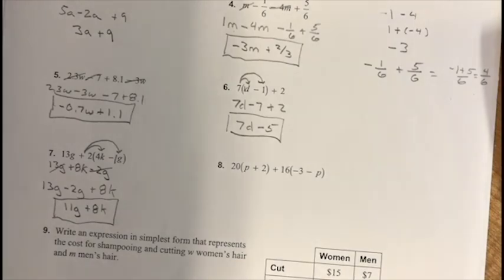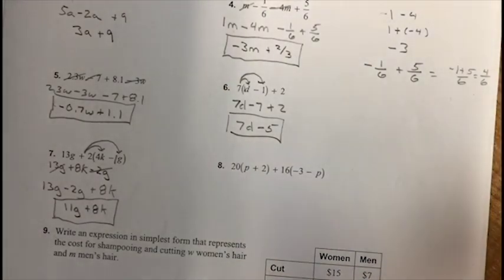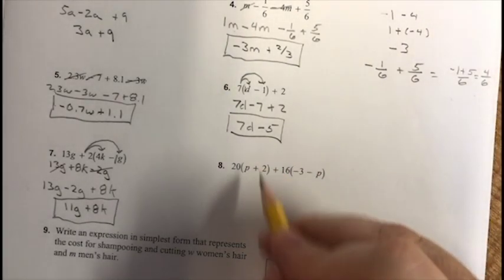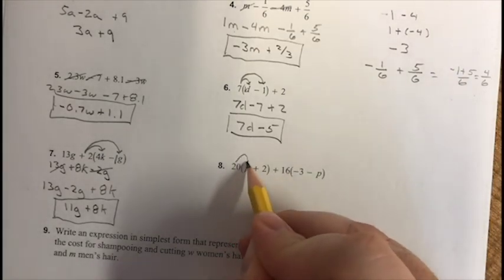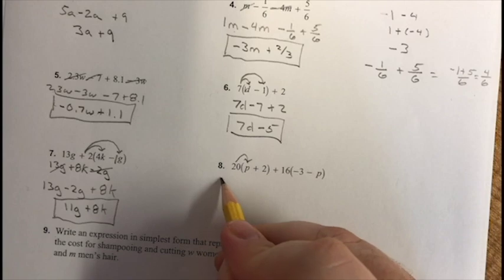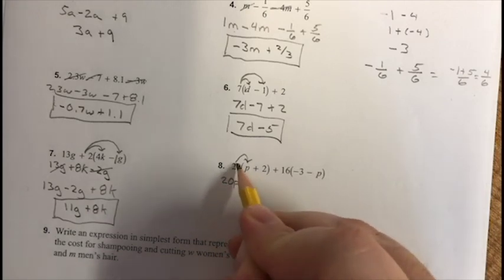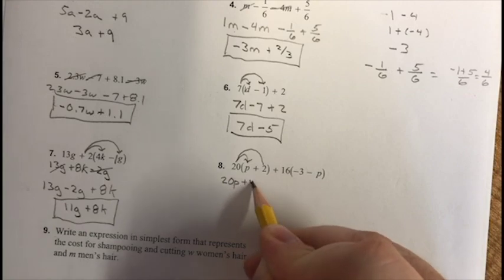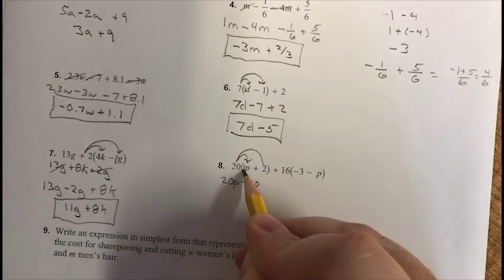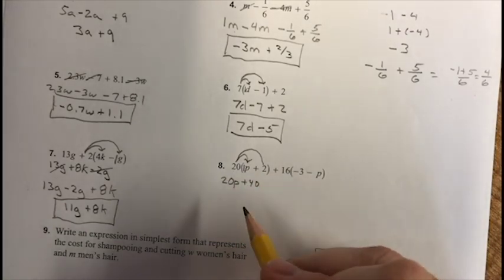Number 8, same concept. I need to get rid of those parentheses, so I'm going to use the distributive property. I need to do that first. So 20 times this gives me 20p, and 20 times 2 gives me 40. Why 20p? Because of the hidden one. Don't forget the hidden one.